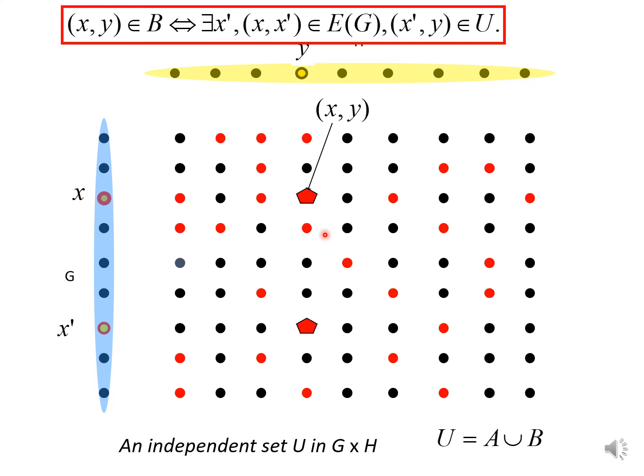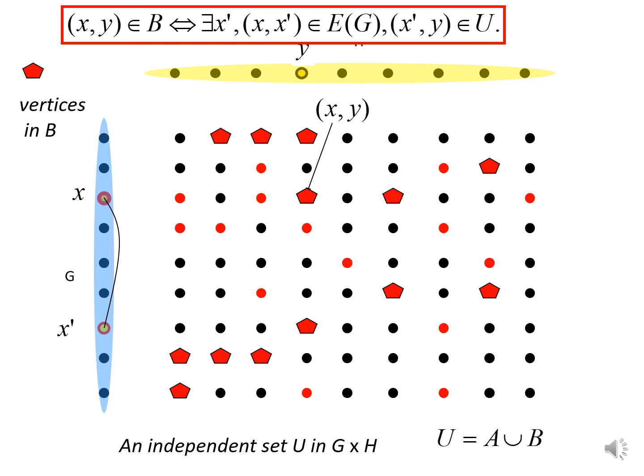If I can find another vertex also in U, but if I look at the first coordinates, there's an edge between these two vertices in G. So you find x prime, x prime is an edge of G, and x prime y is also in U. In that case, I put this vertex in B. Of course, this is also put into B. And the remaining vertices I put into A. So suppose these are the vertices in B and the remaining vertices in A. So this is a partition of U into A and B.